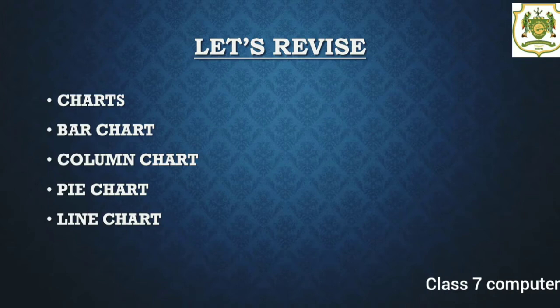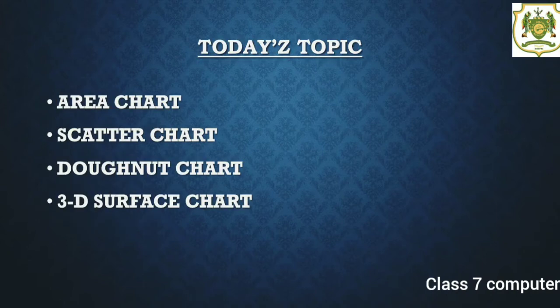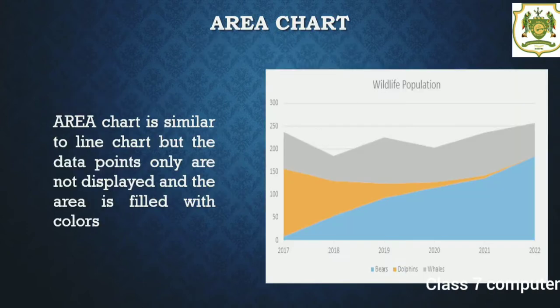In our previous session, we studied what charts are and how we can use charts in MS Excel. We also studied the types of charts in MS Excel, like bar chart, column chart, pie chart and line chart. Today we are going to study a few more chart types: the area chart, scatter chart, donut chart and 3D surface chart.